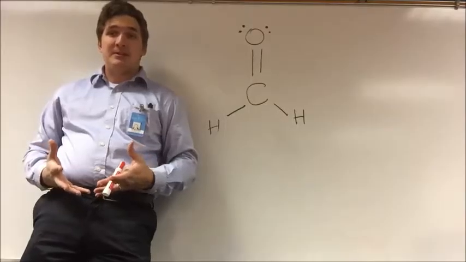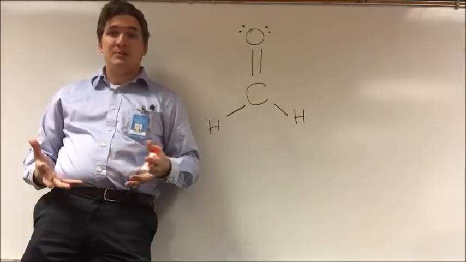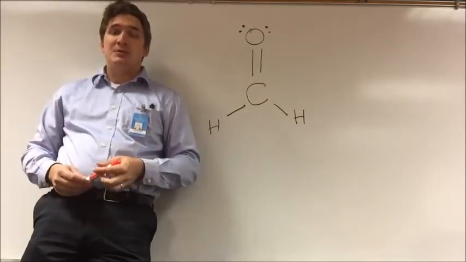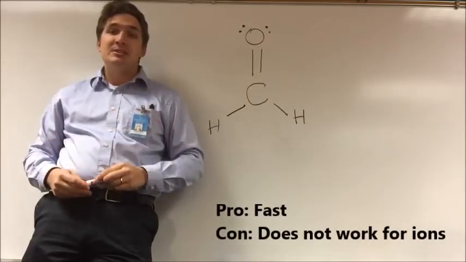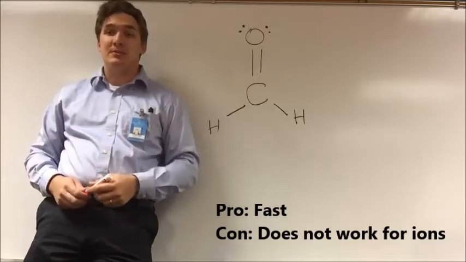So in this video, we're going to talk about how to do oxidation states. To do oxidation states, we have two methods we can use. The first is what's called relative accounting. This is a very fast method of figuring out oxidation states, but it has the major limitation that it can only be used for neutral molecules.